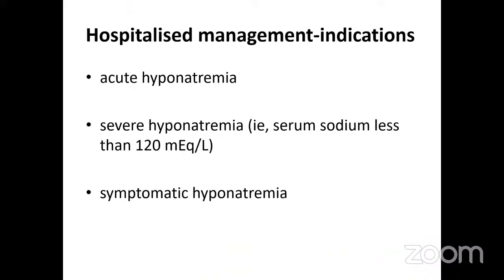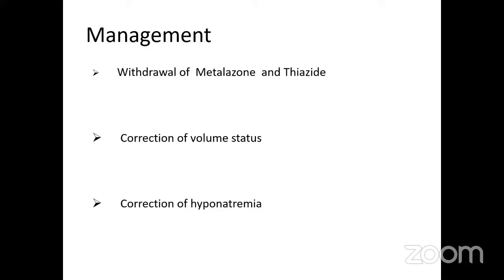So let us see what are the indications when somebody has to be admitted for management. As in this lady, there is an alteration of sensorium and low sodium. Hospitalized treatment should be instituted. In acute hyponatremia, if the patient has got severe symptoms, even if the sodium is more than 120, we have to admit. Symptomatic hyponatremia, neurological symptoms, you have to admit. What should be the first line of the management in this lady? You have to withdraw metolazone and thiazide. Wait for some time to see whether the sodium goes up. Because she is already hypovolemic, you have to correct the volume. Then comes the correction of hyponatremia.